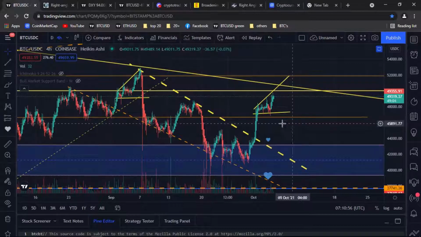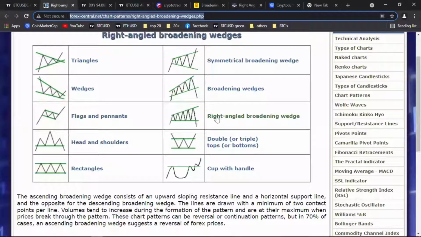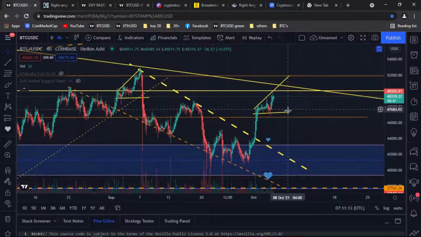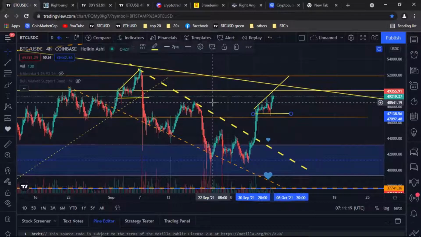All right, so that's a little look at our patterns. This is our new pattern. As I've shown you, I've called it a right angle broadening wedge. One last thing I want to show you as well, because I was talking to somebody about the smart money and the stupid money recently, and I showed them a little chart and a little graph. I'll straighten this up a bit now. It's about where the money is.